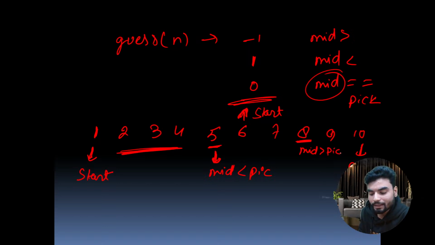If mid is greater than the pick, which means that we will not search in the right part, because all the values will be greater, obviously, right? So we'll search in the left part. So now we will search here, in this part.